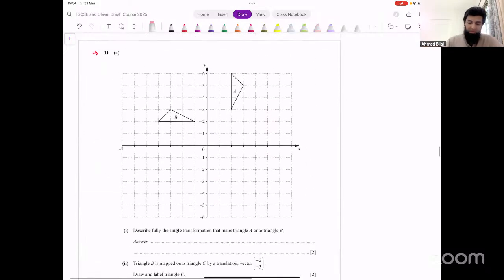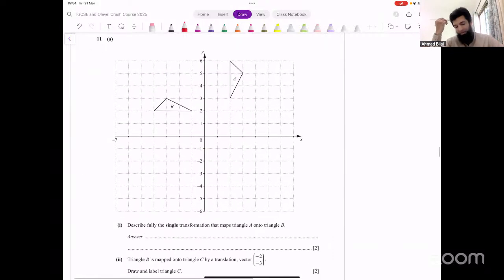Okay, question number 11 from the other one. Let's try this. Describe fully the single transformation that maps triangle A onto triangle B. Okay, again, we have to see what transformation maps A onto B. What's the thinking process again? Is the size of the figure changing? No, it's not enlargement. Is it translation? It's clearly not a shift because the orientation is also changing, right? So it's not translation. It's one of reflection and rotation. How do we identify which one of the two it is?